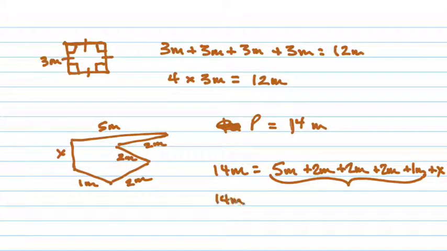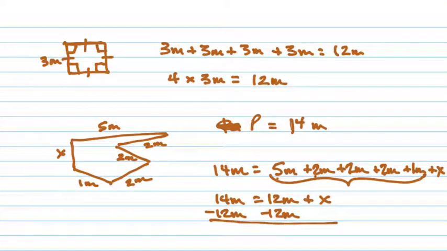So it's just 14 meters, and 5, 6, 7, 8, 9, 10, 11, 12 equals 12 meters plus x. Then what? You minus 12 and inside it. Subtract 12 meters from both sides to get the x by itself, which gives us 2 meters equals our x. So our missing side is simply 2 meters.